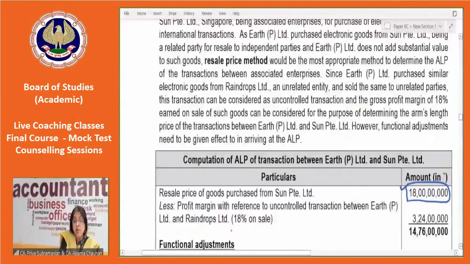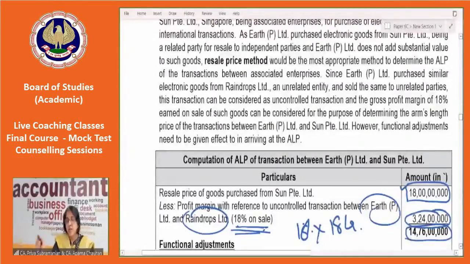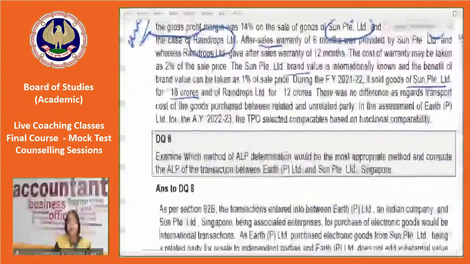From this, you reduce the gross profit margin of the uncontrolled transaction. What is the uncontrolled transaction? Earth Limited and Raindrops Limited. In this case, 18% is the profit margin. So 18% of 18 crores will give you 3 crore 24 lakh. If you reduce that, 14 crore 76 lakh is the arm's length purchase price. But you have to make the functional adjustments. What are the functional adjustments in this case?